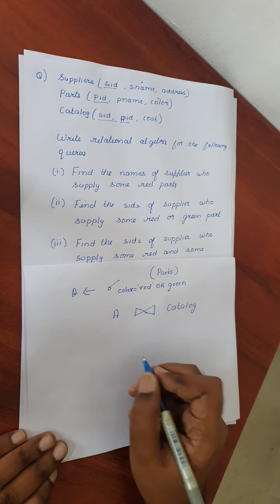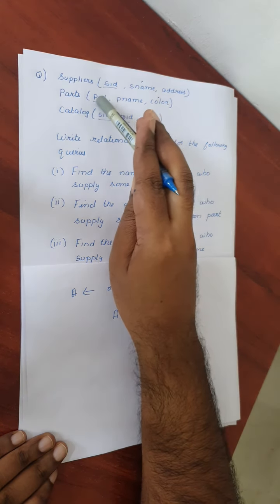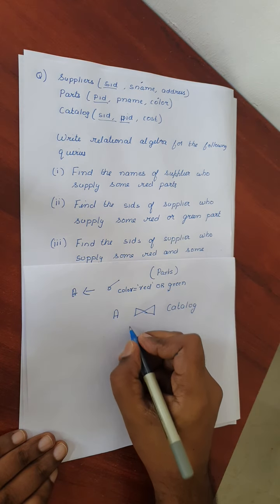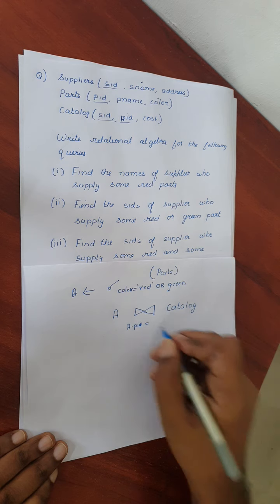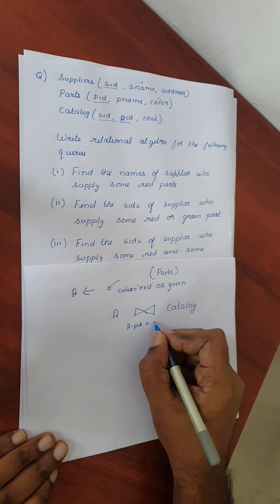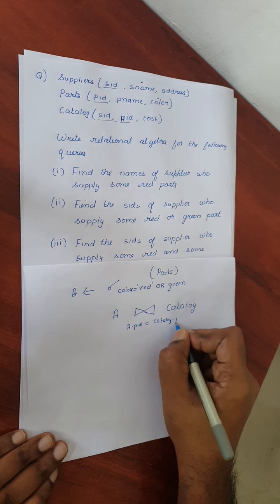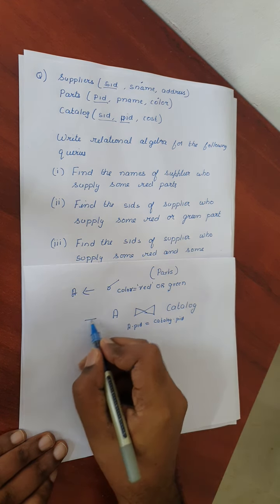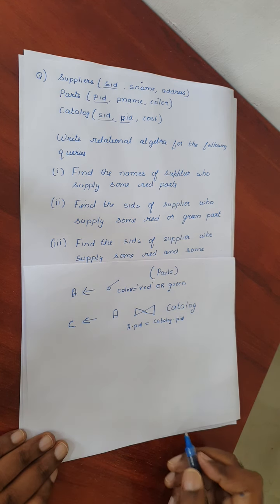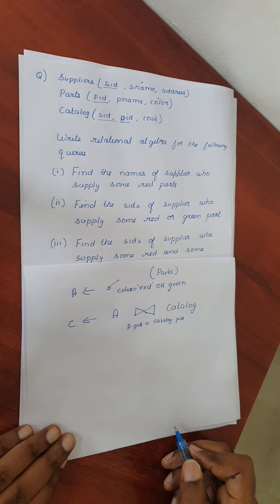What are we combining on? How can we combine this A with this catalog? Using this PID, right? So A.PID equal to what? catalog dot PID. Okay, so this is C. Clear?